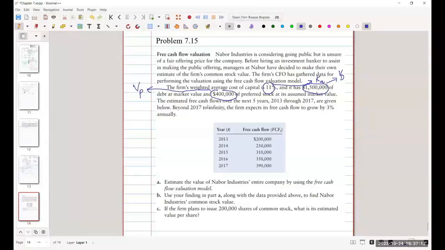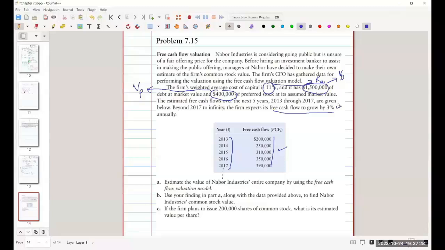And then the estimated free cash flows over the next 5 years, 2013 through 2017, are given below. So in this text box, we have those values. We have the years here, and we have the free cash flow estimates here. Beyond 2017, so after this, if time were to go on, then during that part of the timeline, the free cash flow would grow by 3% annually.